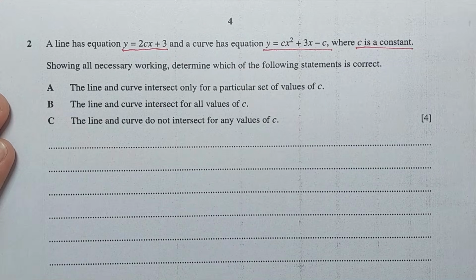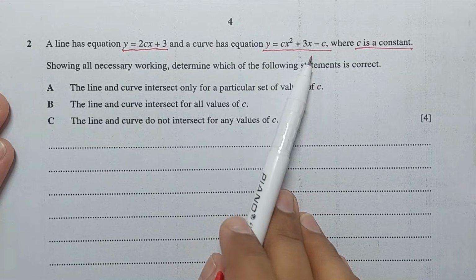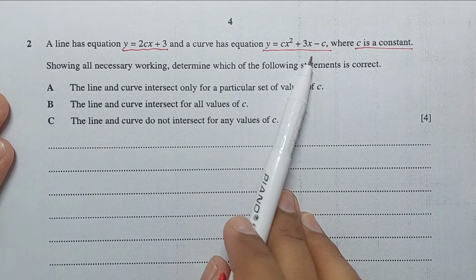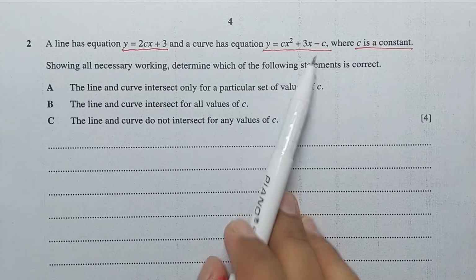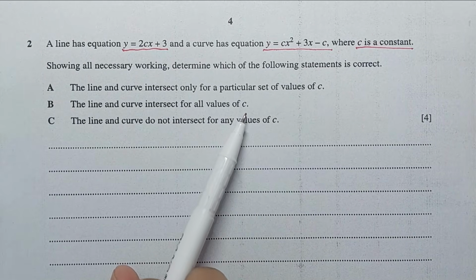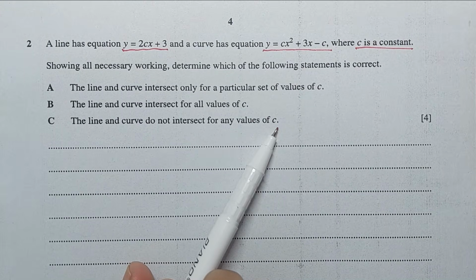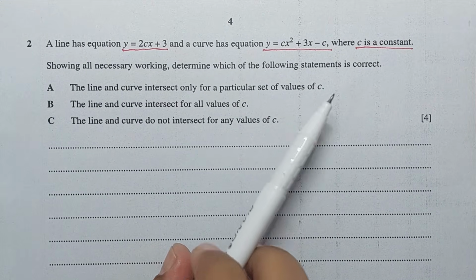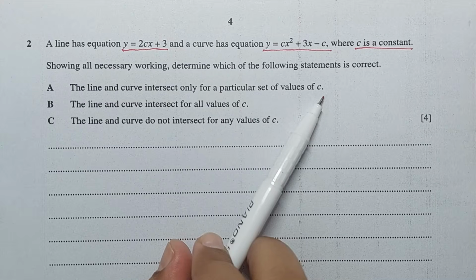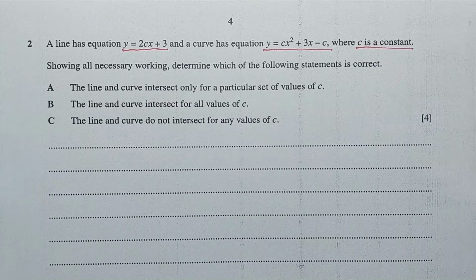Basically, we need to find the point of intersection of the line and the curve, right? And we have to check the discriminant, right? If the discriminant is greater than 0, it means they intersect for all values of c. If the discriminant is less than 0, they do not intersect for any value of c. And if the discriminant is equal to 0, it means they intersect only for a particular set of values of c. Let's see and check the discriminant.